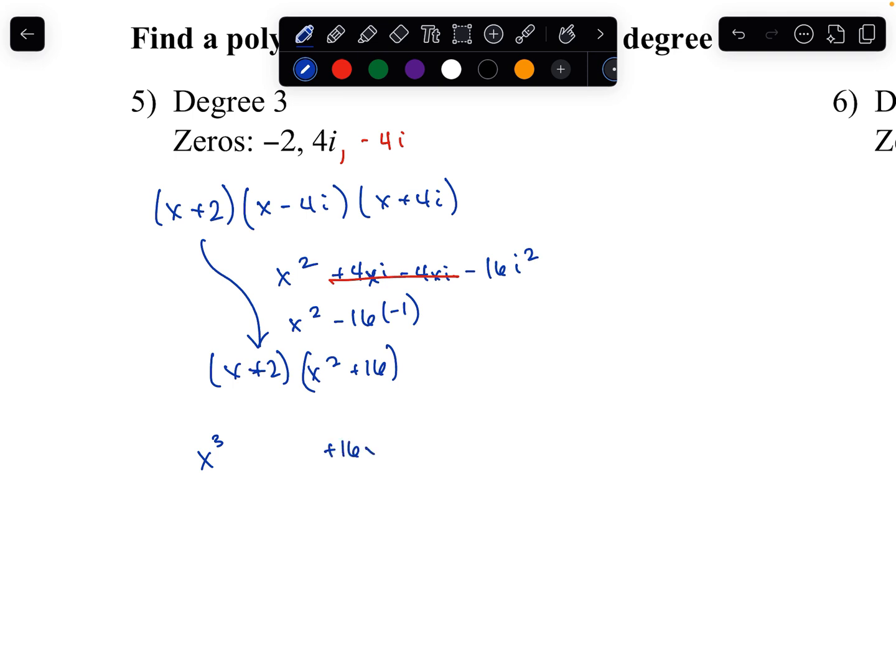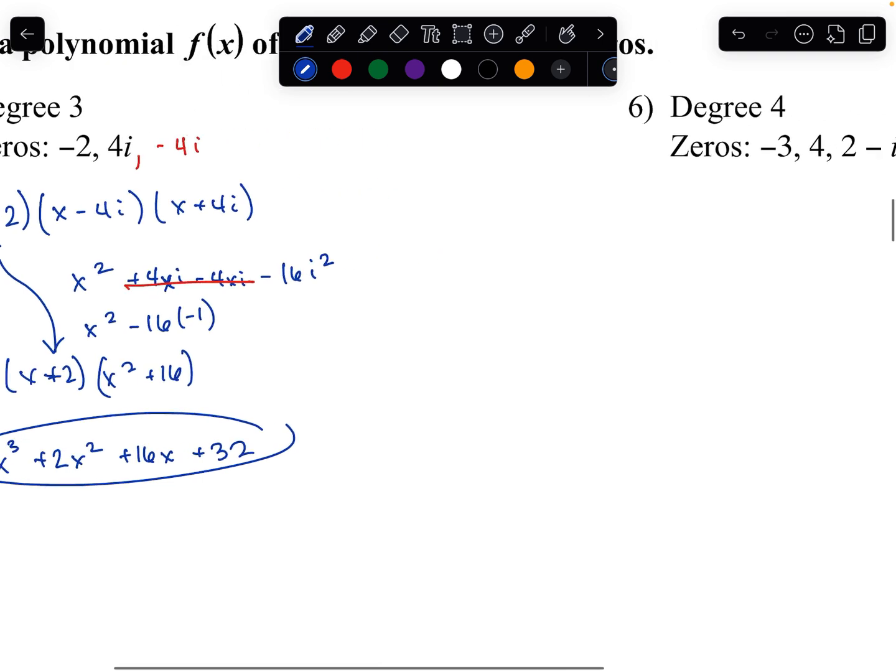I'm just going to write that over here because I know that there's going to be an x squared term. 2 times x squared is positive 2x squared. And then 2 times 16, which is going to be positive 32. And there's our polynomial right there.